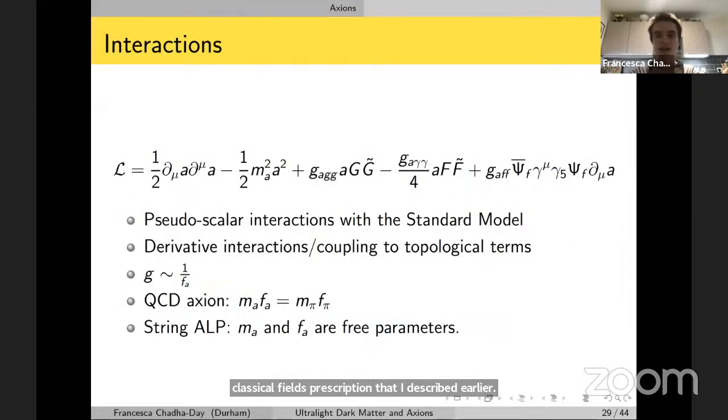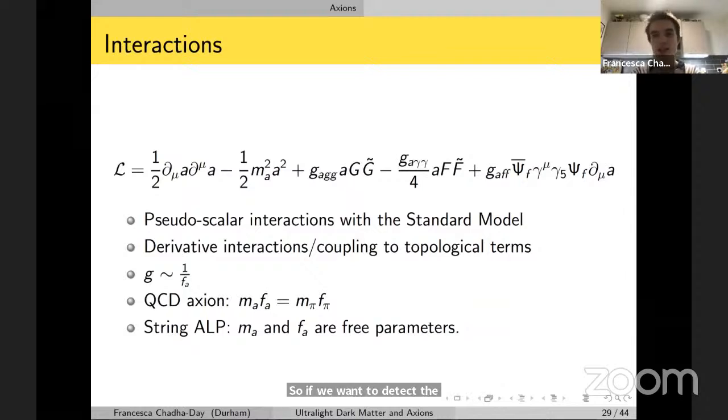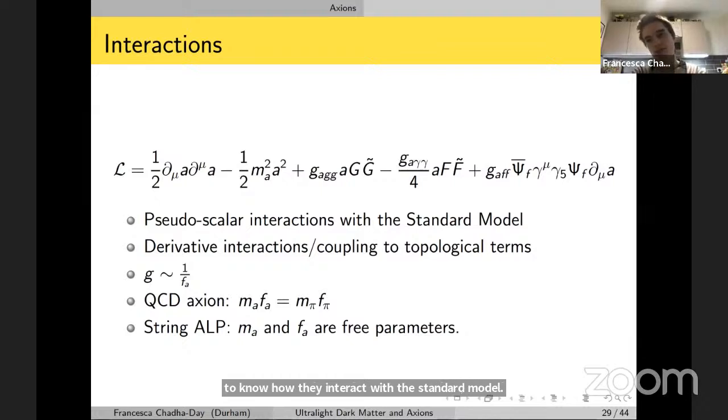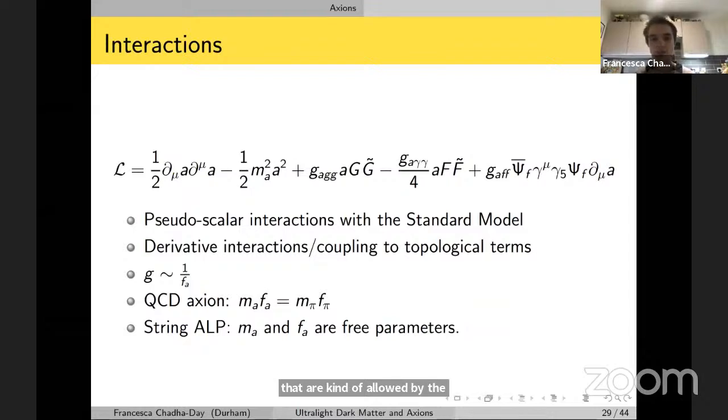So if we want to detect these ALPs or axions, we need to know how they interact with the standard model. What we can do is use an effective field theory type approach and simply write down all of the interactions that are allowed by the symmetries. And then we end up with something like this.